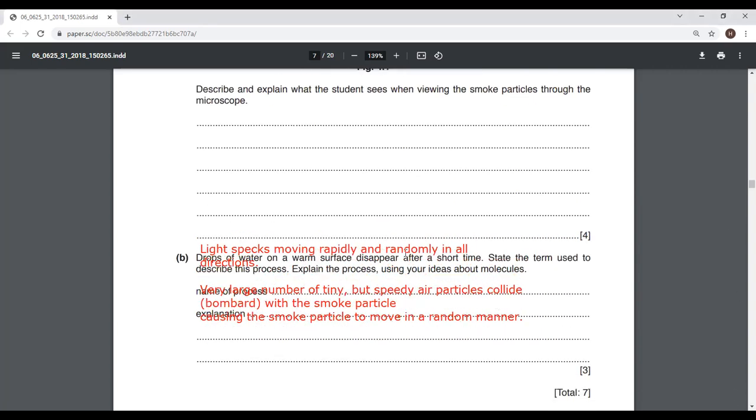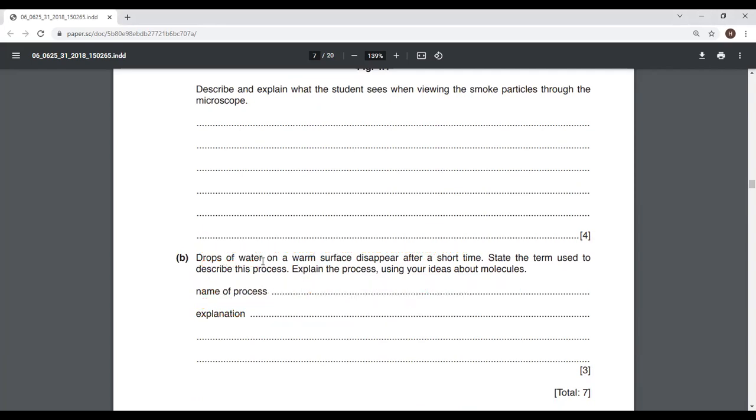Then drops of water on a warm surface disappear after a short time. State the term used to describe this process. Explain the process using your idea about the molecules. So drops of water on a warm surface, and then we cannot find those drops of water. So it means that we are in front of something called evaporation.